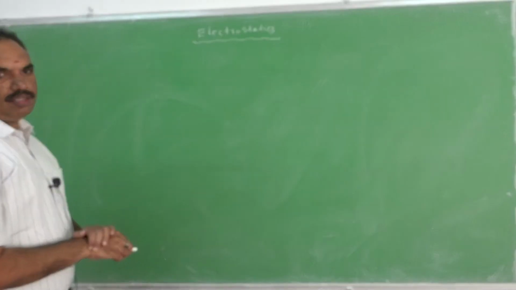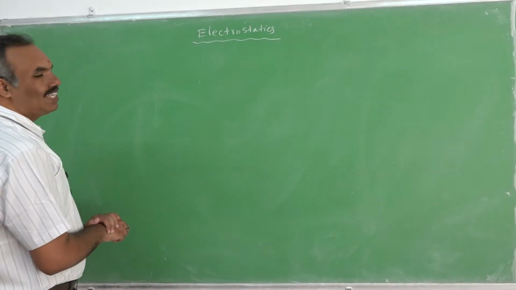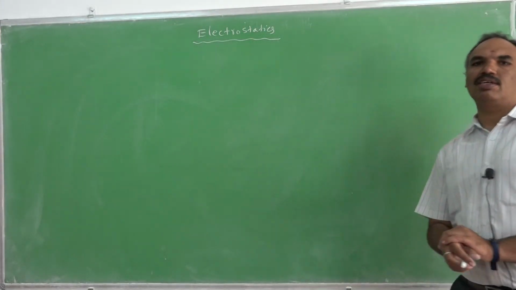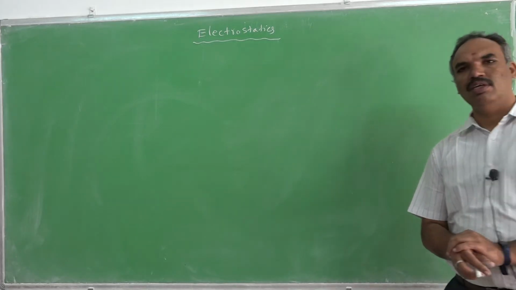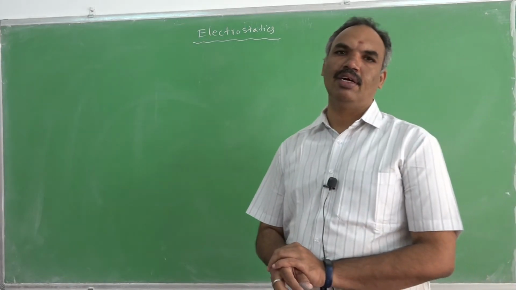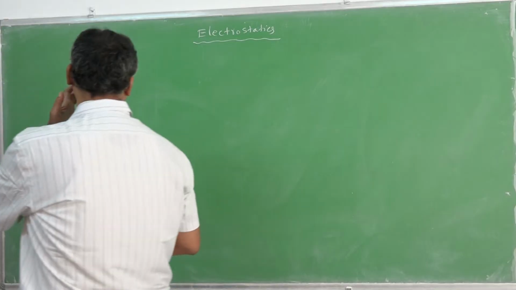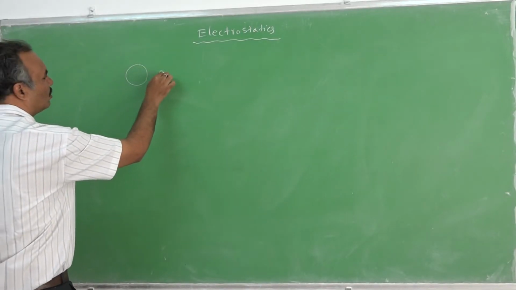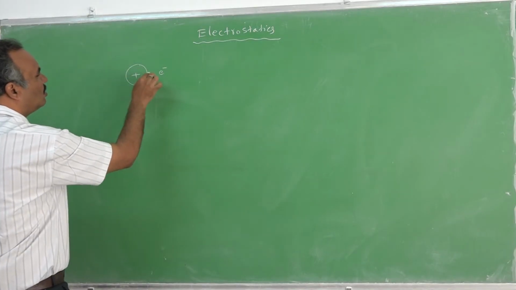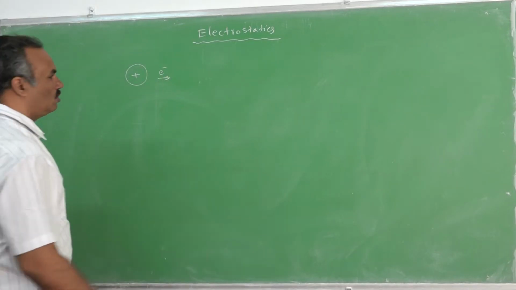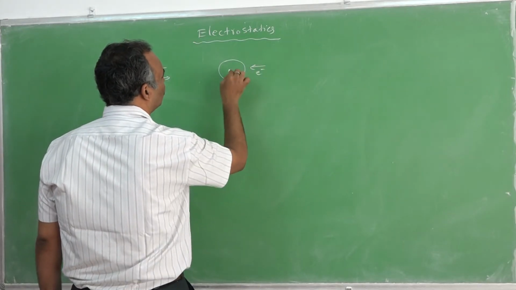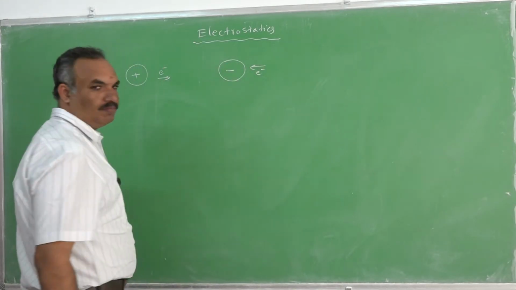Electric charge arises on a body due to the transfer of electrons. The body which gains more electrons will get negative charge. The body which loses electrons will get positive charge. Let us understand. Suppose here is an object. It lost some electrons. Due to the loss of electrons, it attains positive charge. The neutral object which gains electrons will get negative charge.